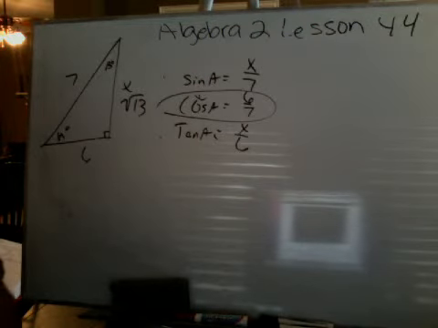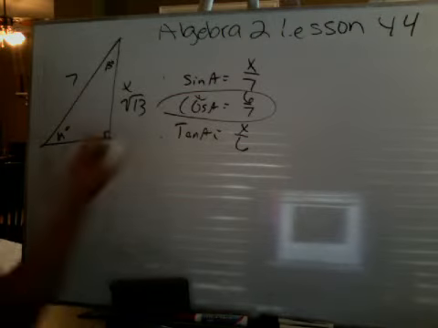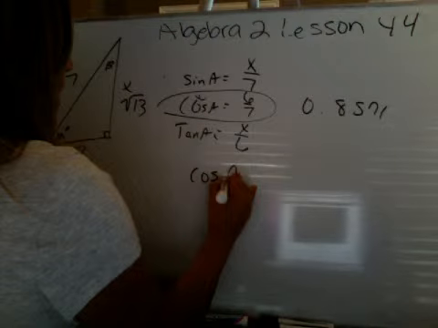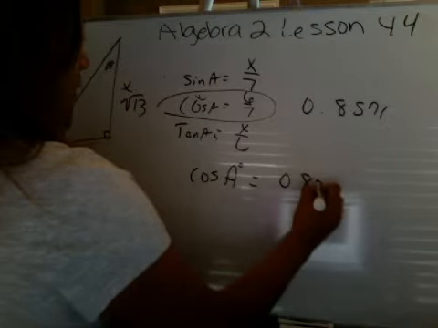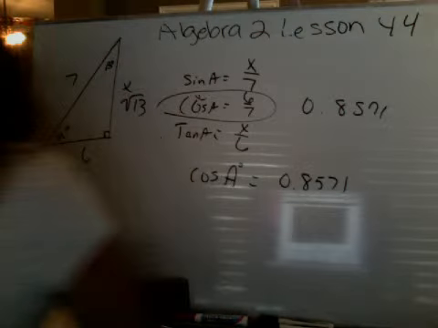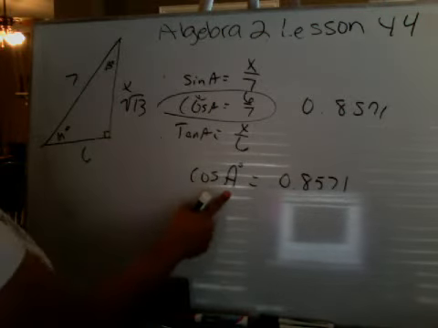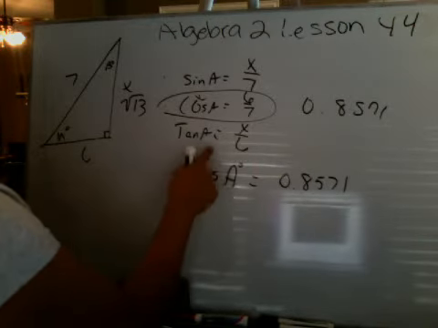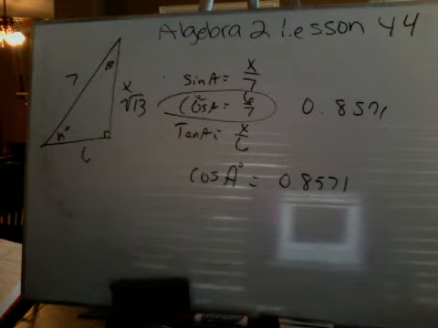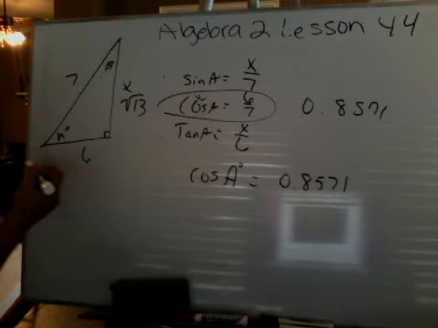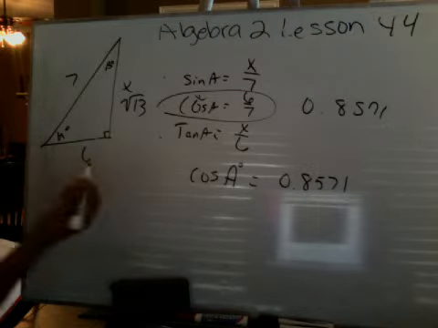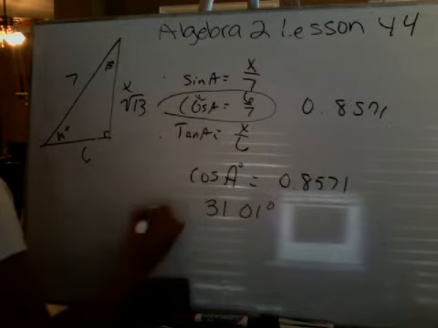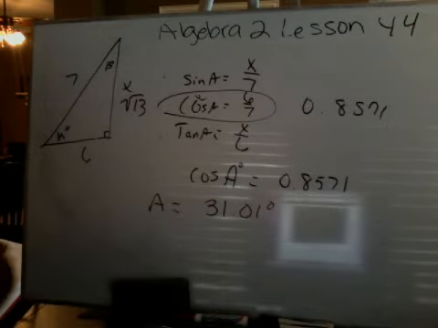So remember, if we divide 6 by 7, we're going to get 0.8571. So the cosine of A is equal to 0.8571. Now remember we talked about the inverse in a previous lesson. So to find this angle, we type in 0.8571 and hit inverse of cosine, and when we do that, we get 31.007481, which is approximately 31.01 degrees. So A is equal to 31.01 degrees.